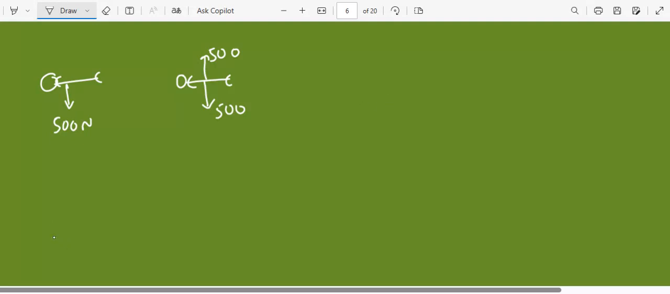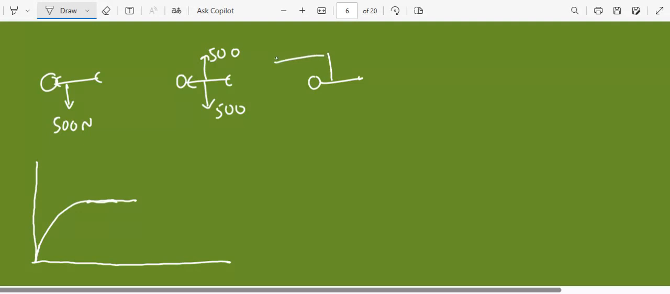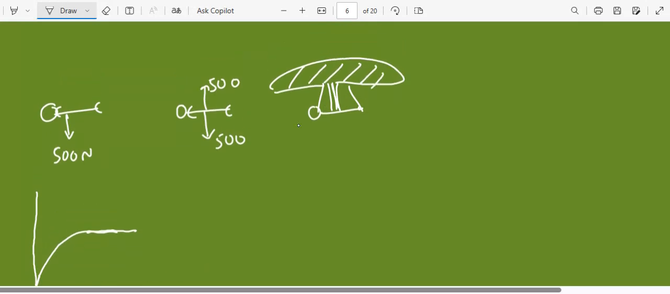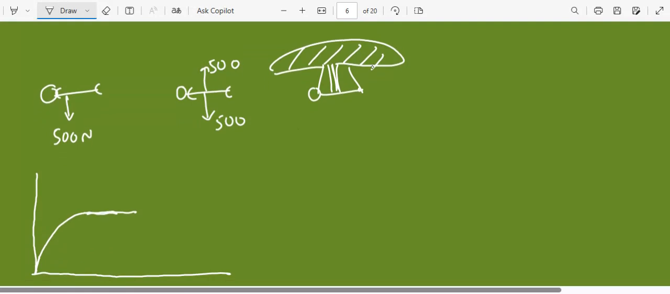If you draw the velocity-time graph up to that point, it is the same graph we drew earlier. It goes from there and reaches a constant velocity, right? Now while falling, let's say he opens up a parachute. When the parachute is open, you can see the parachute has a much larger area compared to the person's body. So what will happen?